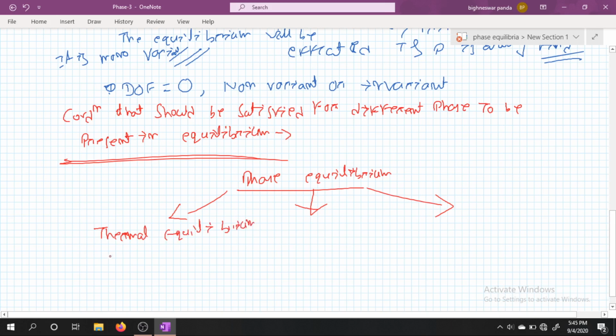Thermal equilibrium means all phases should be at the same temperature. All the phases which are at the same temperature are called thermal equilibrium. Simply, I am giving an example. In this equilibrium, it is phase 1, it is phase 2, here 100 degrees Celsius, it is also phase 3. These are in thermal equilibrium.